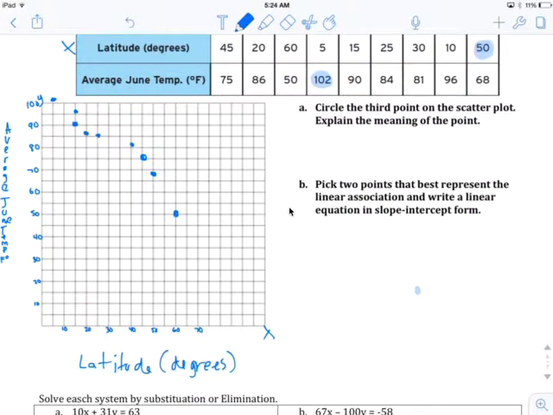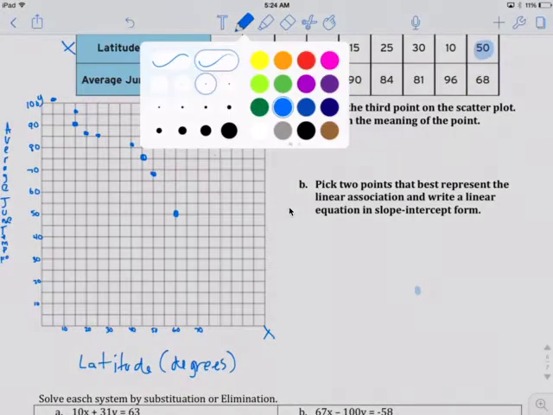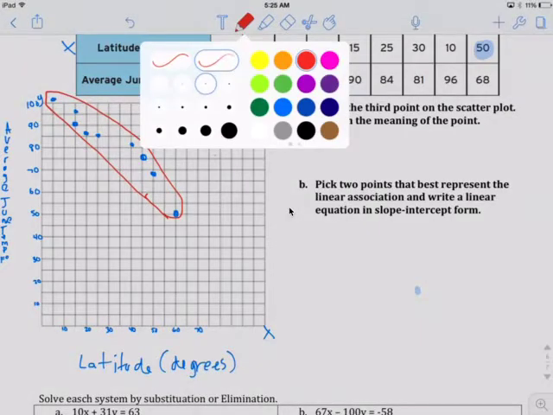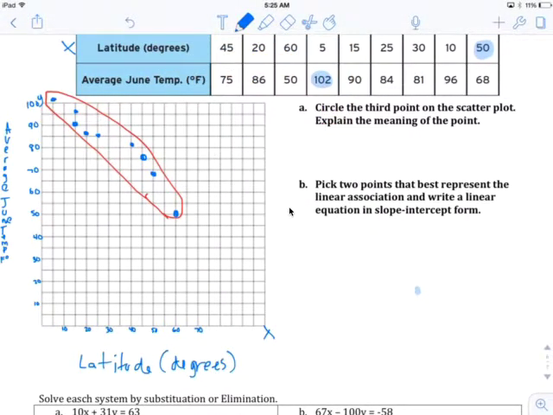Okay, and then you need to draw a line of best fit. So the best way to draw a line of best fit is first enclose all the dots. Make it look like a sandwich bun. Okay? And then cut that bun in half. The best half you can. So, connect it to there.